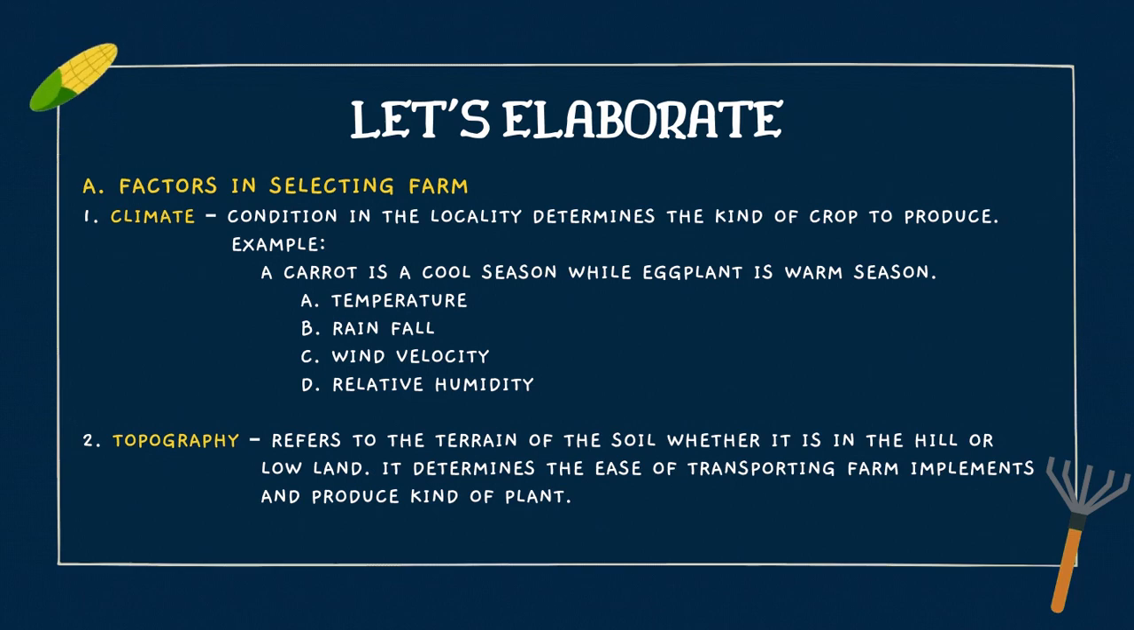Number 1, climate. Condition in the locality determines the kind of crop to produce. Example, a carrot is a cool season while eggplant is a warm season. Letter A, temperature. Letter B, rainfall. Letter C, wind velocity. And letter D, relative humidity. Number 2, topography. Refers to the terrain of the soil, whether it is in the hill or lowland. It determines the ease of transporting farm implements and produce kind of plant.